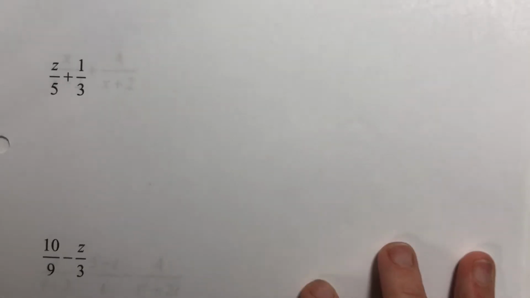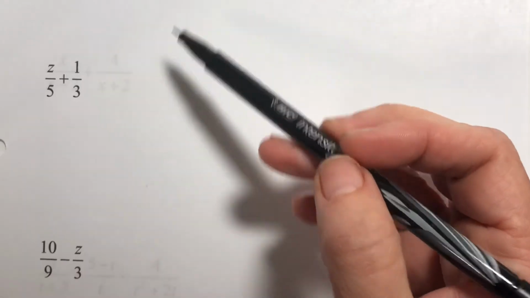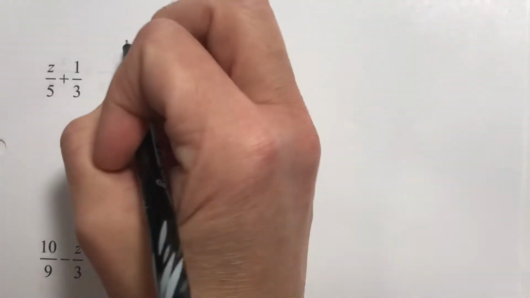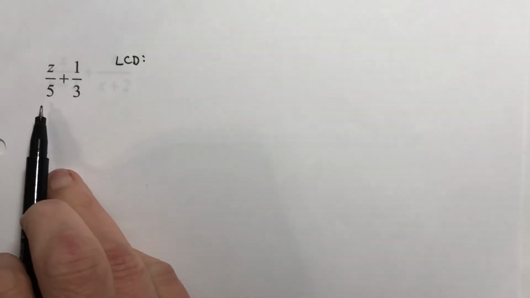This is section 7.4, part 2, adding and subtracting rational expressions. We've done a bunch where we had a common denominator. Now we have different denominators, so our first step is to find our LCD. Here we just have numbers.